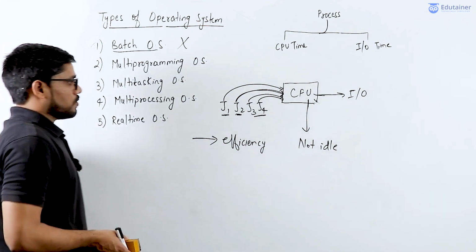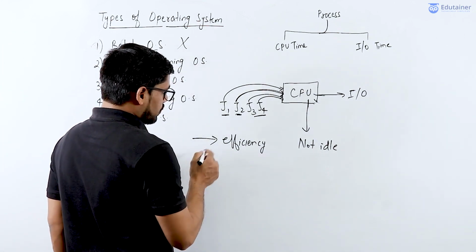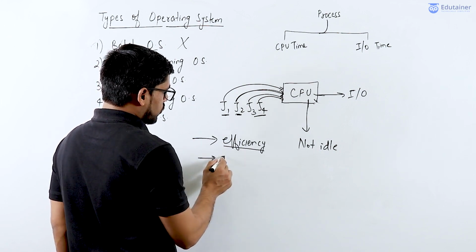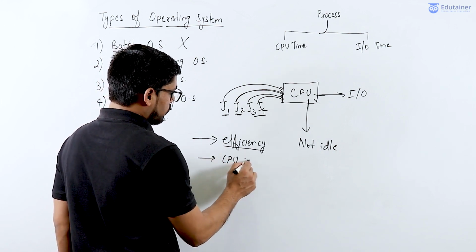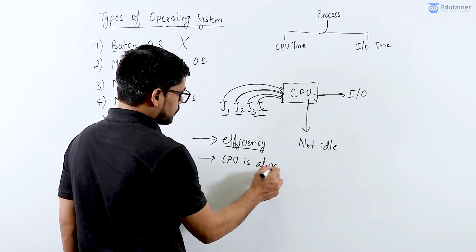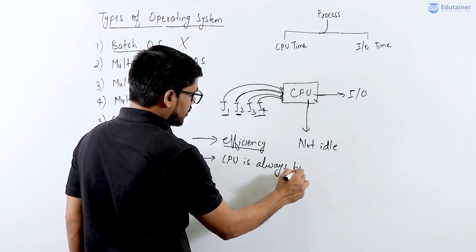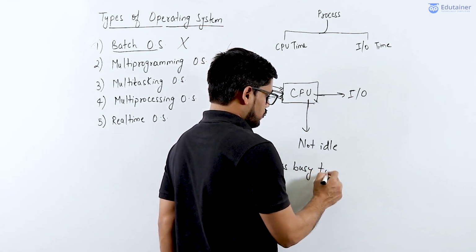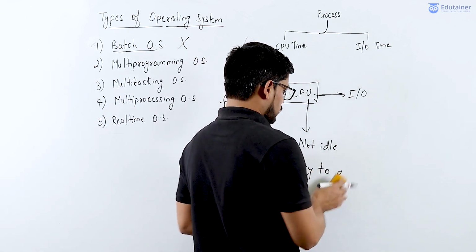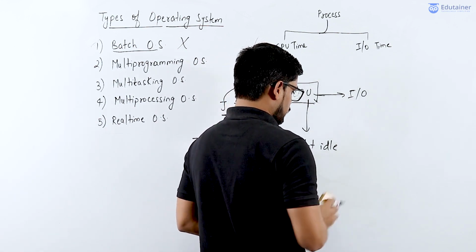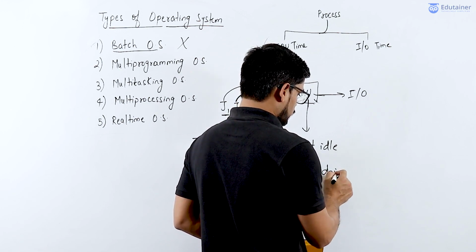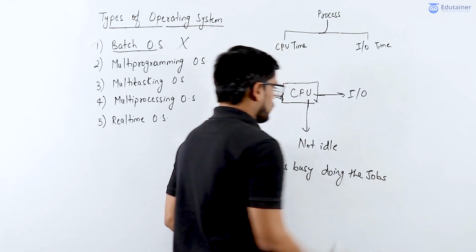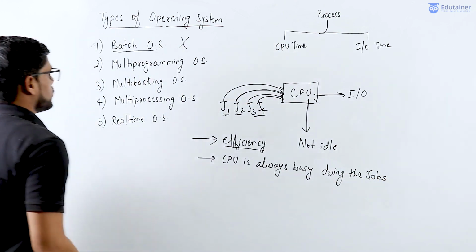So two things have to be noted in multi-programming. One is the efficiency and second is the CPU is not idle. CPU is always busy doing their jobs. So this is multi-programming operating system.